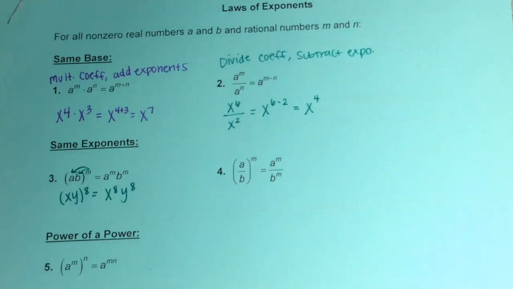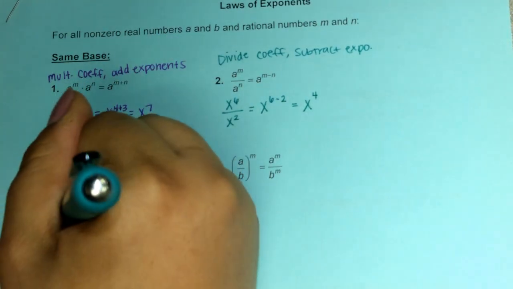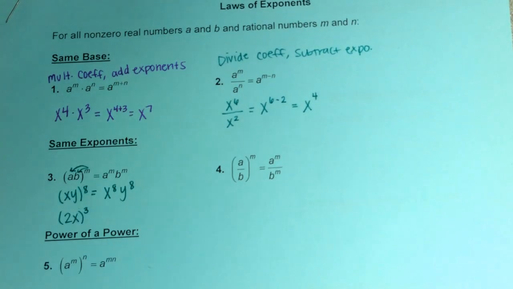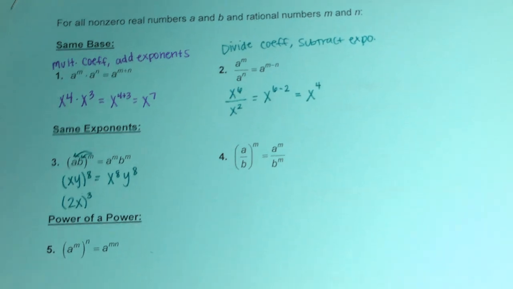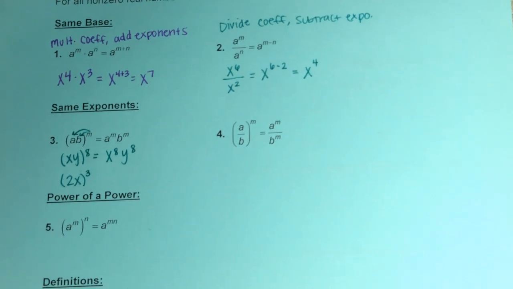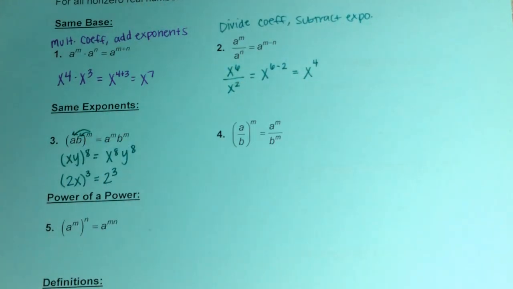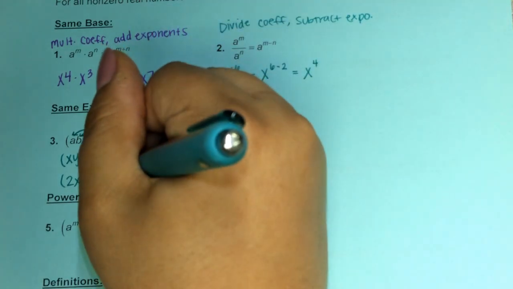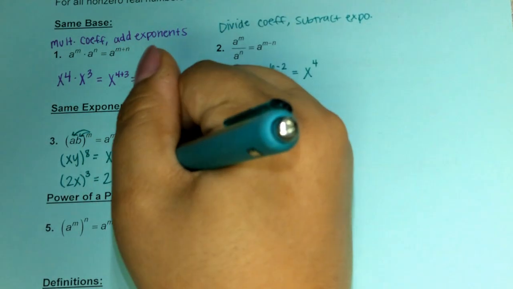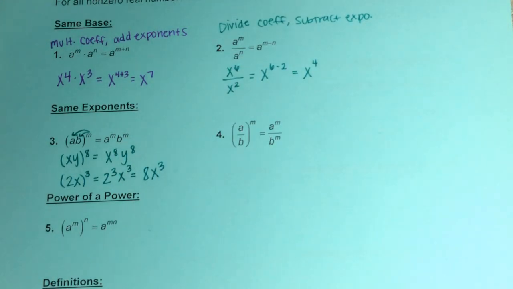Here's where you struggle. What if I give you 2x to the 3rd? What is that? What do you think people say instead of 8x to the 3rd? People say 6x to the 3rd. Why is it not 6x? Because you have to do 2 to the 3rd power. Don't do 2 times 3. 2 to the 3rd power. And what's 2 times 2 times 2? 8x to the 3rd. Does that make sense?